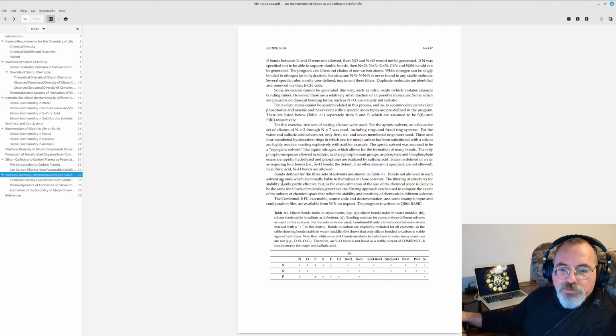The filtering of structures for stability is only partially effective, but as the overestimation of the size of the chemical space is likely to be the same for all sets of molecules generated, the filtering approach can be used to compare the extent of the subsets of chemical space that reflect the stability and reactivity of chemicals in different solvents. The Combimol B PC executable source code and documentation and some example input and configuration files are available from WB on request. The program is written in QB64 BASIC.